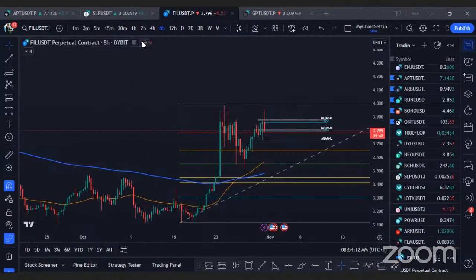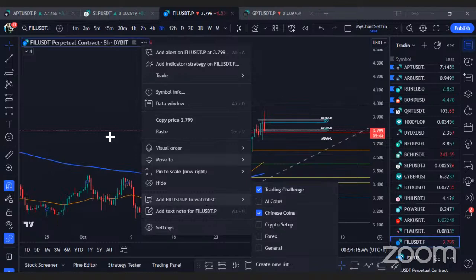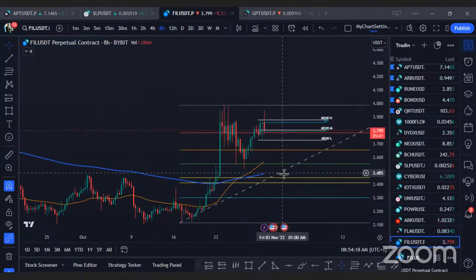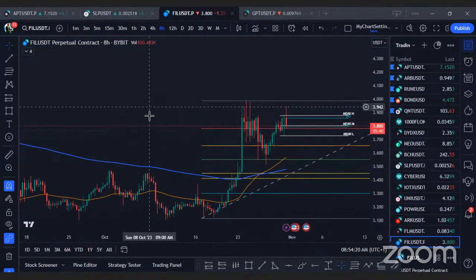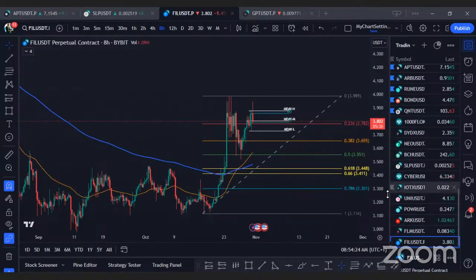So this token, you just have to be looking at it and see how it plays out, or you can set an alert for when it plays out. These are areas I'll be looking for long. But let's see how that goes.